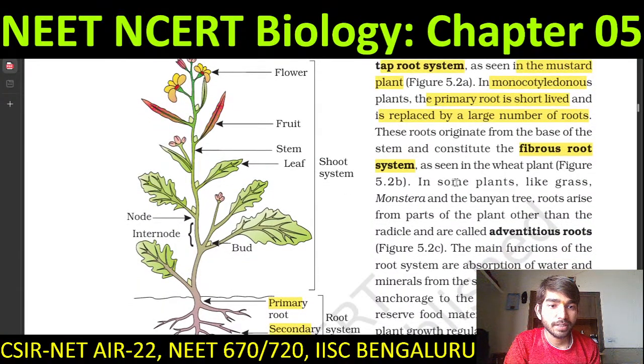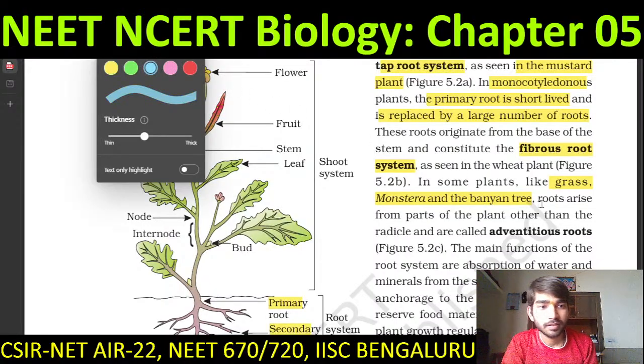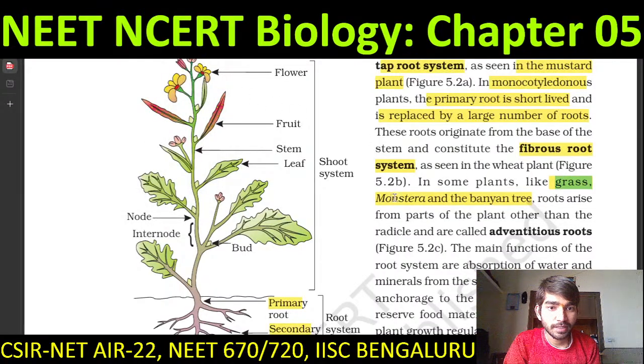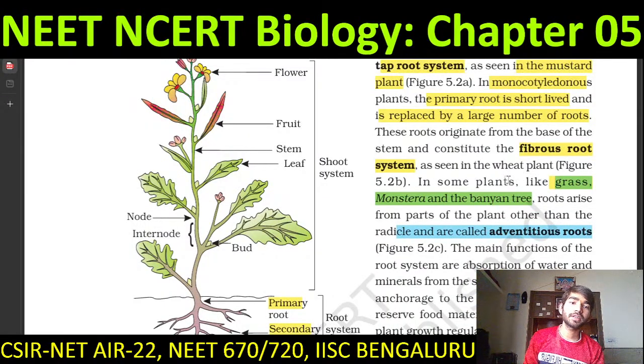In some plants like grass, monstera, and the banyan tree, so now we are talking about specific examples. So this is important. You should remember these examples. In some plants like grass, monstera, and the banyan tree, roots arise from the part of the plant other than the radicle and are called adventitious roots. So these examples you should remember wherever these are given.